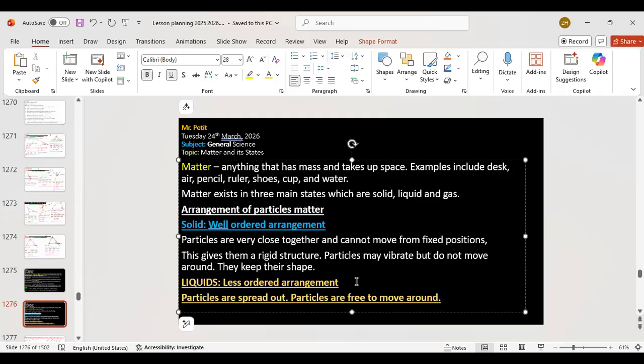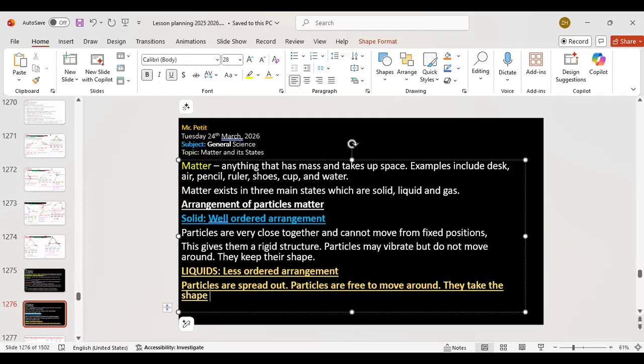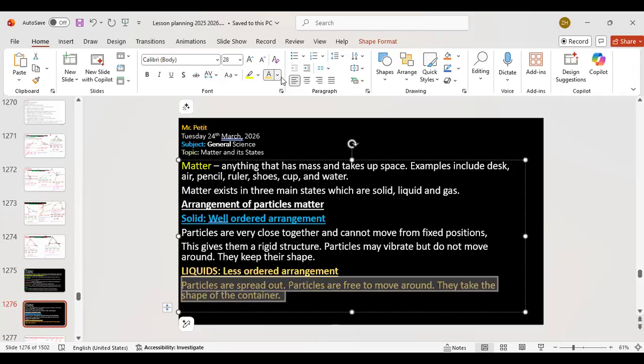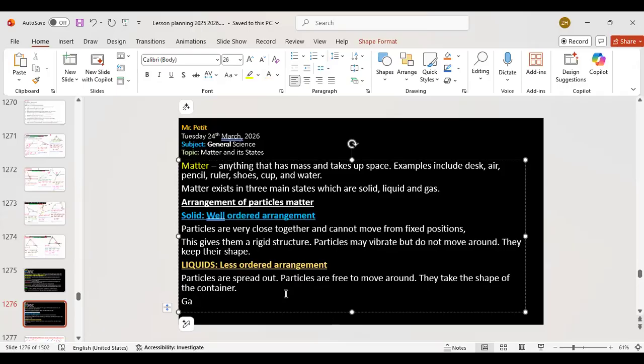DJ, who's DJ? Or D'Angelo? They take the shape of the container. D'Angelo? Where's D'Angelo? Juniana, where's Juniana? Juniana, can you hear me? Yes, sir. Can you read what I have about liquids, particles spread out? Particles spread out. Particles are free to move around. They take the shape of the container.